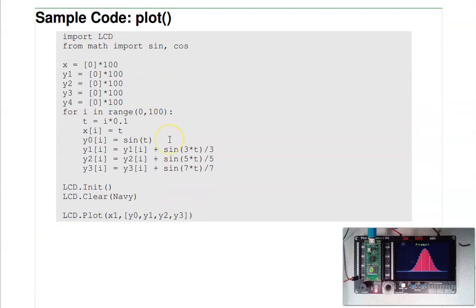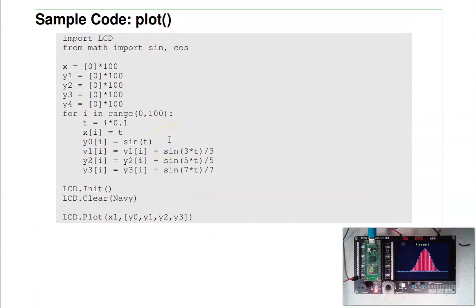For example, if I want to plot a sine wave versus its harmonics, start out with 100 data points in each array. X is just time, in steps of 0.1. Y is sine of t, y1, sine, the first 2 harmonics of a square wave, first 3 harmonics, first 4 harmonics.